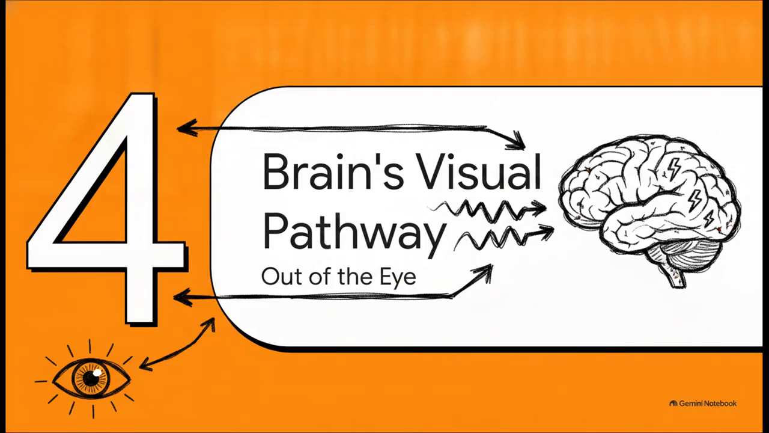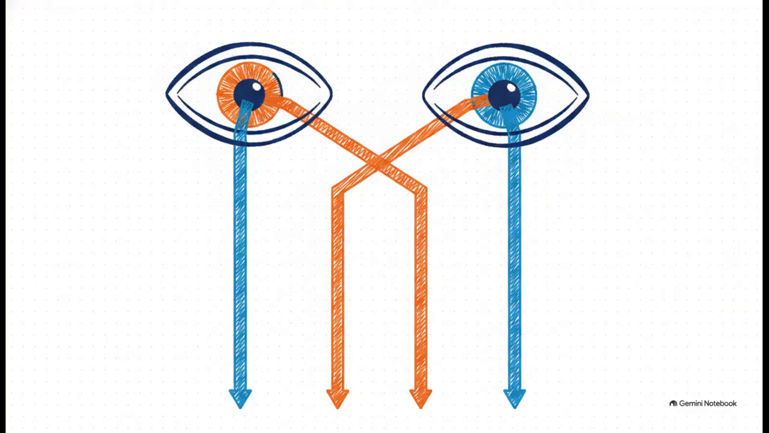Let's move into Section 4, the brain's visual pathway. Here, we're going to follow our visual signal out of the eye entirely, tracking it deep into the central nervous system. As the optic nerve leaves the eye, we encounter this fascinating neurological plot twist. The nerve fibers from the nasal side of your retina, so the side closest to your nose, actually cross over to the opposite side of the brain at a junction called the optic chiasm.